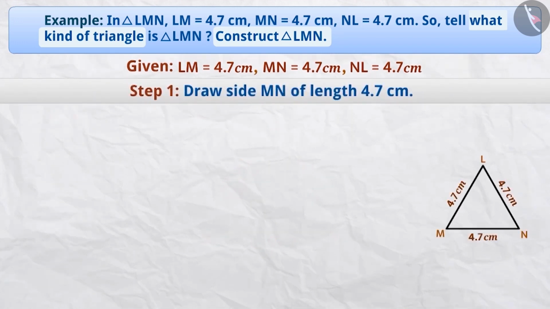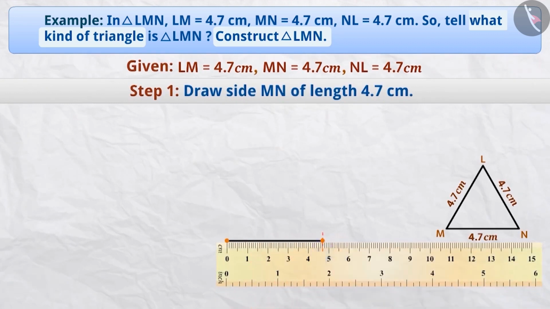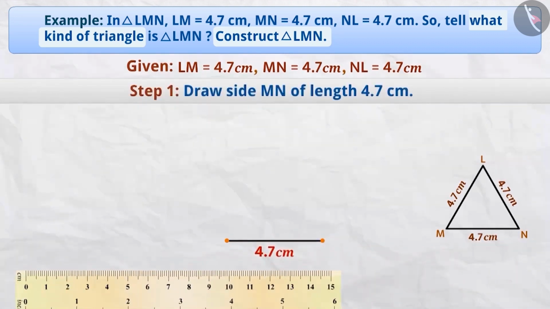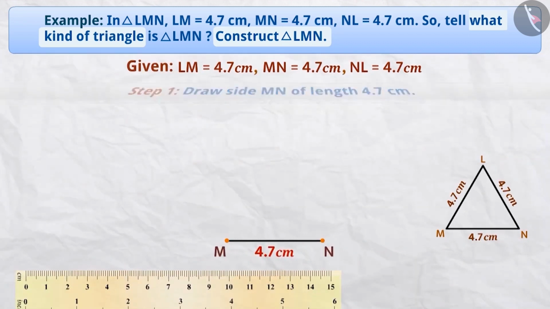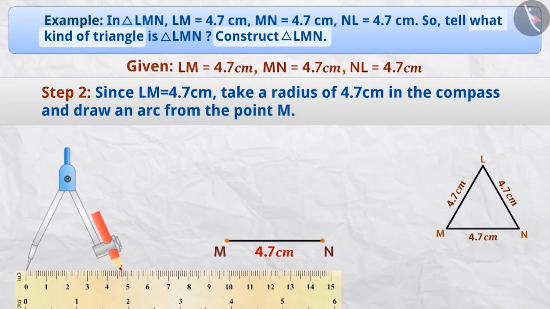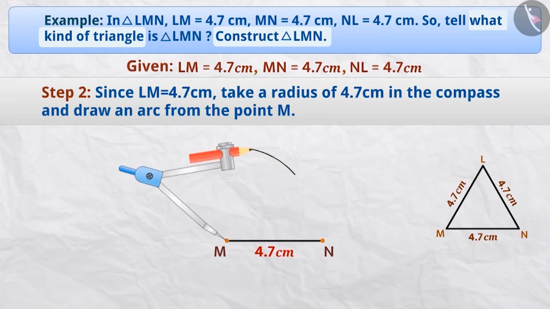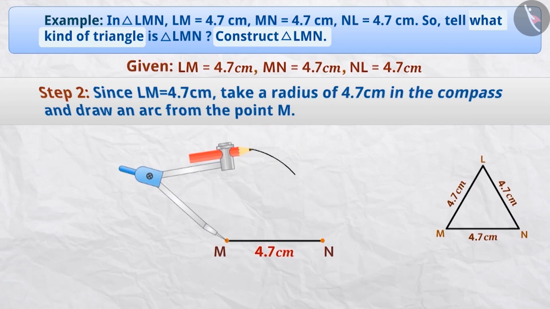Step 1. First of all, with the help of a scale, we will draw a line segment of length 4.7 cm. We will name the line segment as MN. Step 2. From the question, we know that point M is at a distance of 4.7 cm from point L. Now, taking a radius of 4.7 cm on the compass and taking point M as the center, we will draw an arc. Point L is situated somewhere on this arc. We have to find the exact location of point L on the arc.